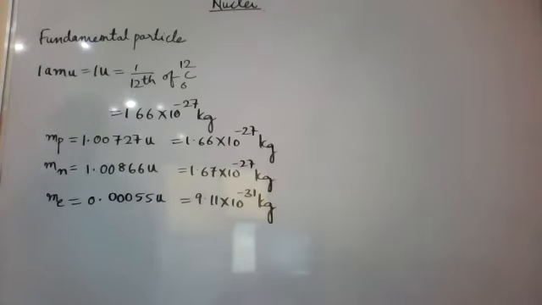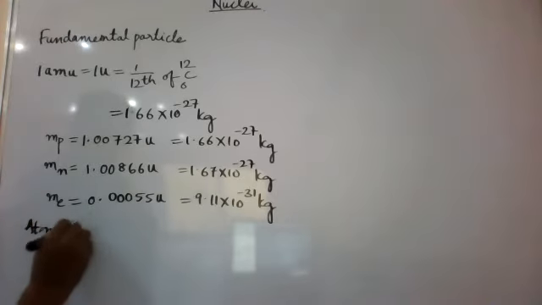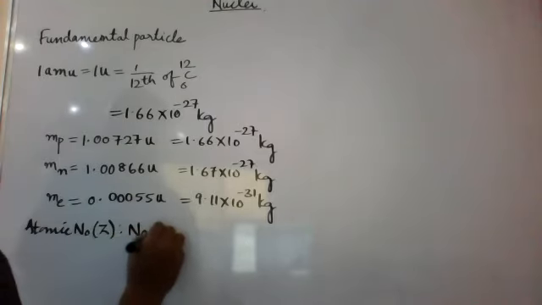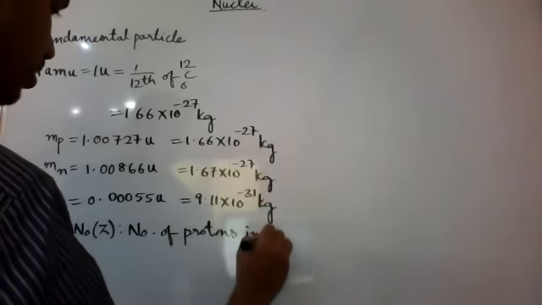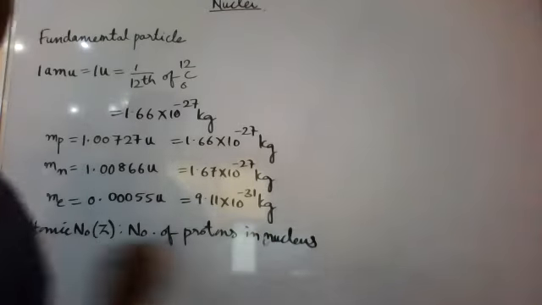Next, we'll go to the atomic number. What is atomic number? Atomic number is Z. That is the number of protons in the nucleus. Number of protons in the nucleus is said to be the atomic number.